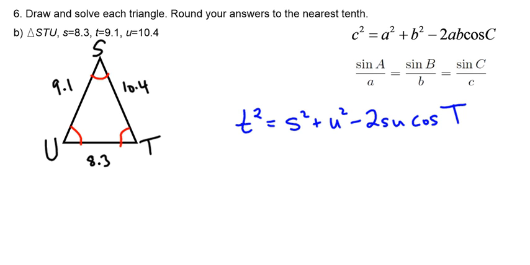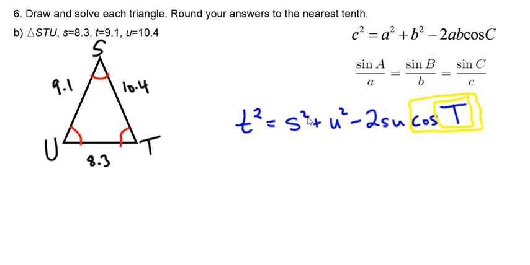Now, because what I'm actually looking for is the angle, I need to isolate the trig expression. So my goal now, before I do any substitution, is to isolate the cosine T expression. And then I'll substitute in. You can substitute in first. I just find that this way I personally make fewer mistakes.